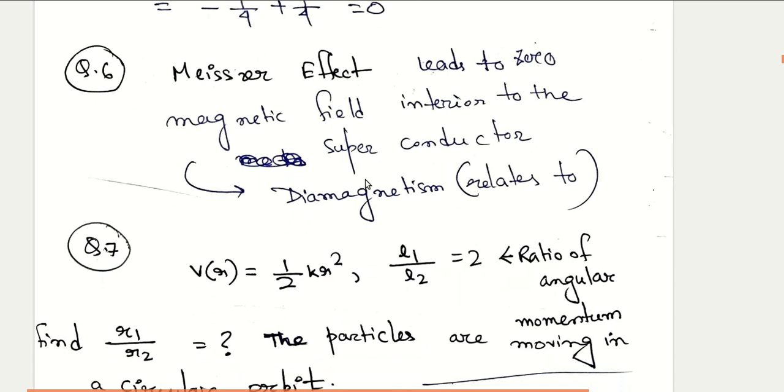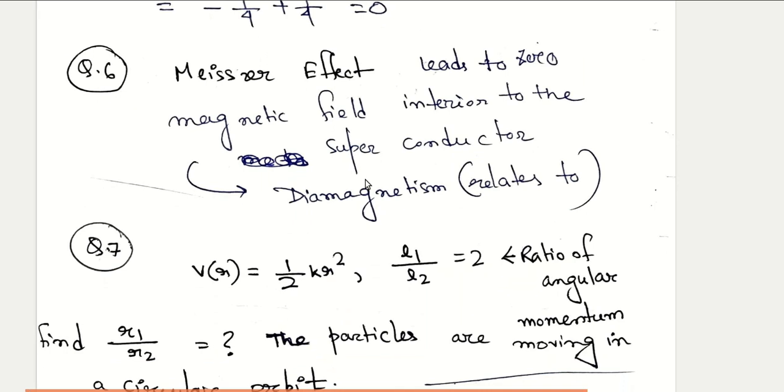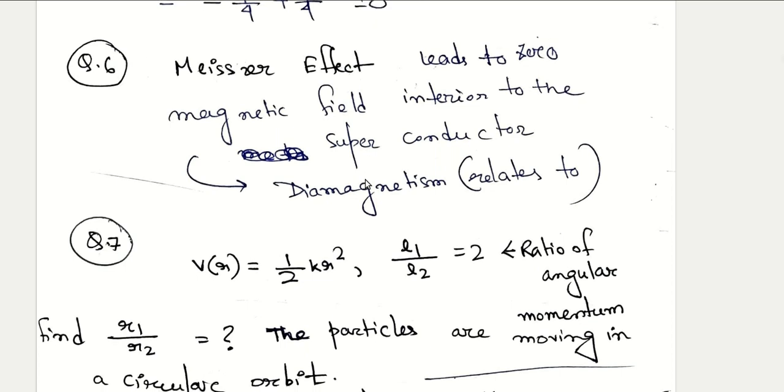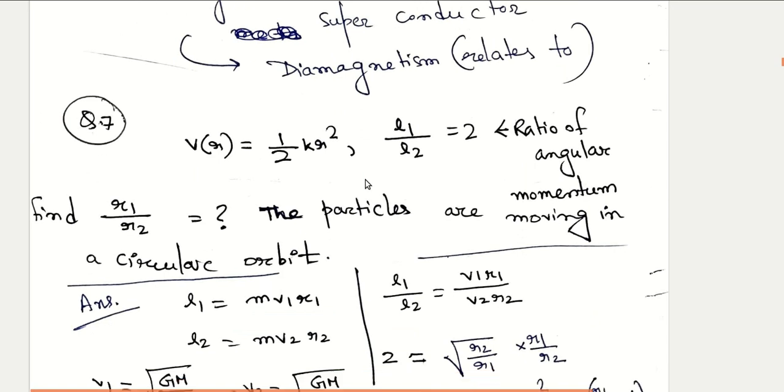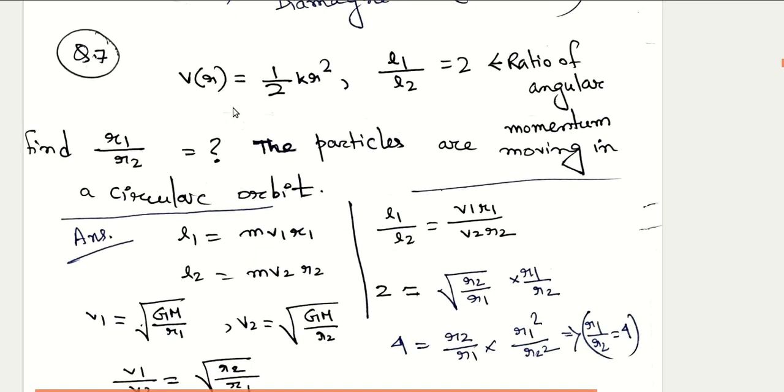Now question 6 was basically about the Meissner effect for a superconductor. Inside the interior of the superconductor the magnetic field is basically zero, which resembles almost like diamagnetism. This was the question.